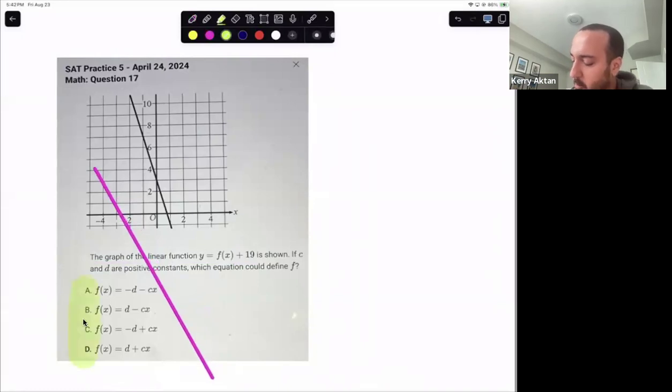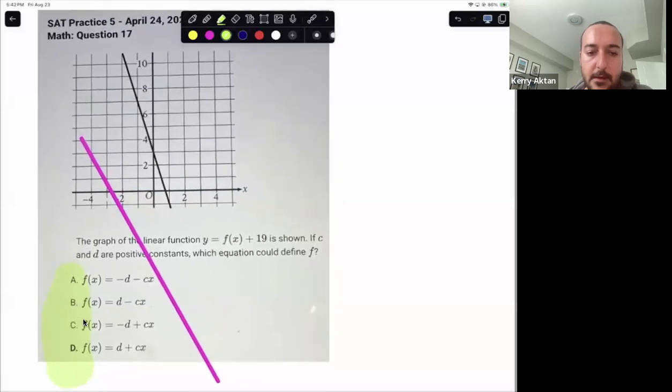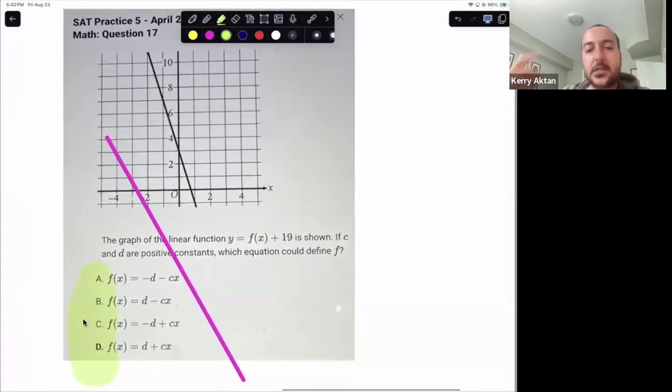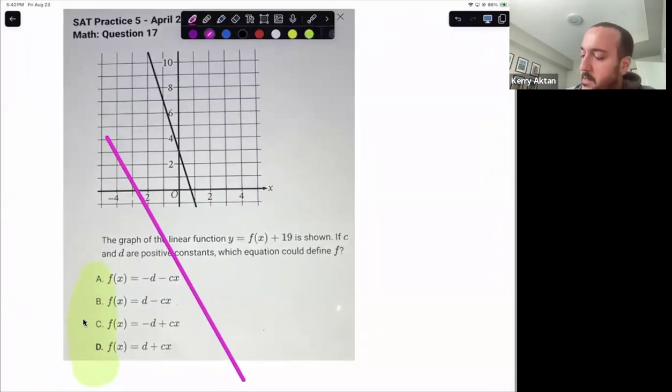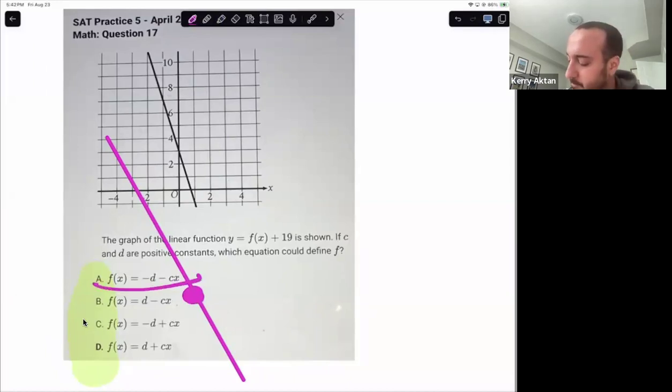At that point, don't really worry about numbers because look at the answer choices. There's no numbers in there. So my point is, if I have to shift this down 19 to get back to the original, do I have a positive or negative y-intercept? Do I have a positive or negative slope? They're both negative. It's A.